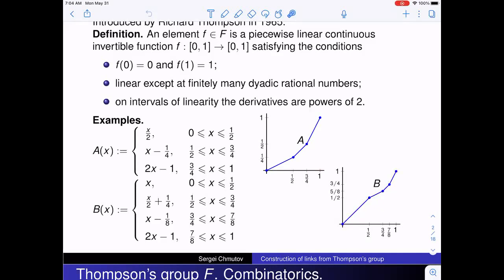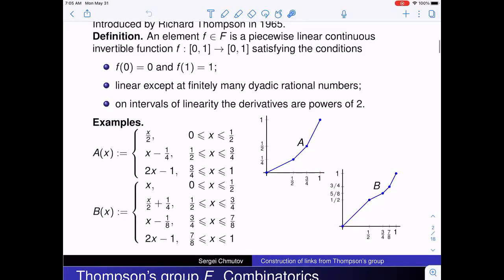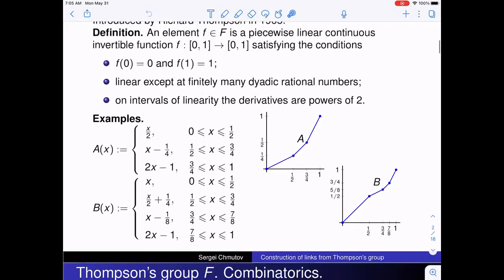The group operation is composition of functions. All such functions are invertible. The inverse function is also of the same kind, which satisfies those conditions. And if I compose two such functions, it is going to be also a function of the same type. So they form a group. This is the Thompson group.